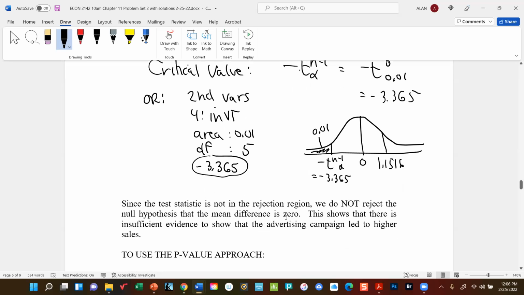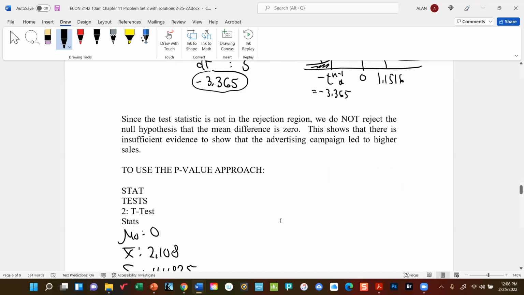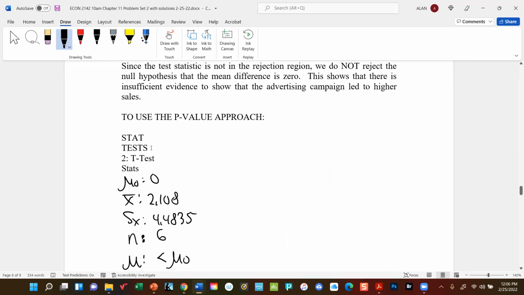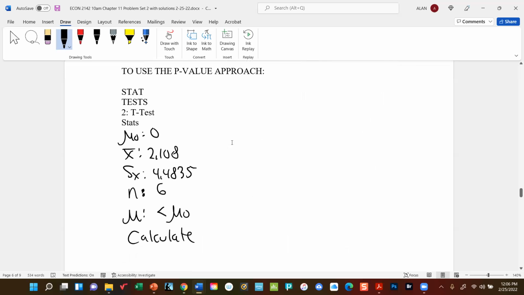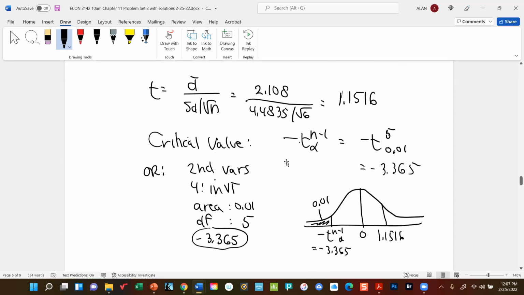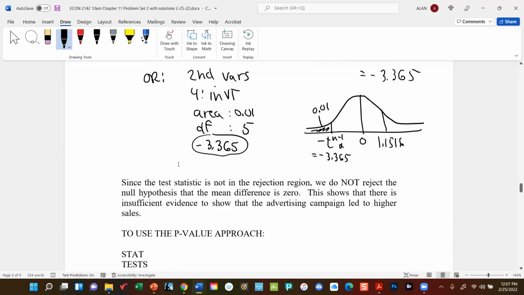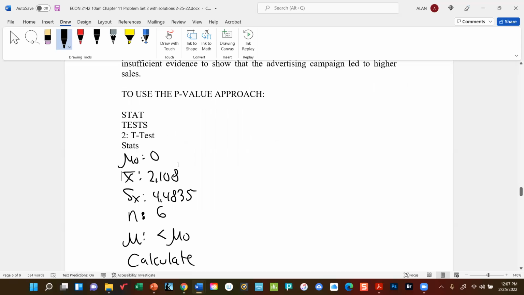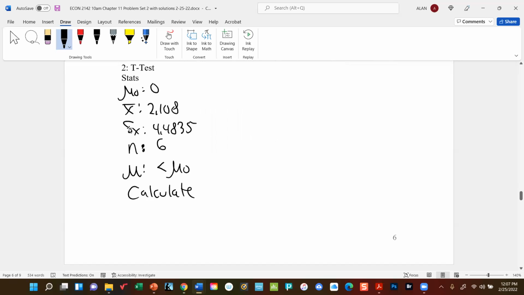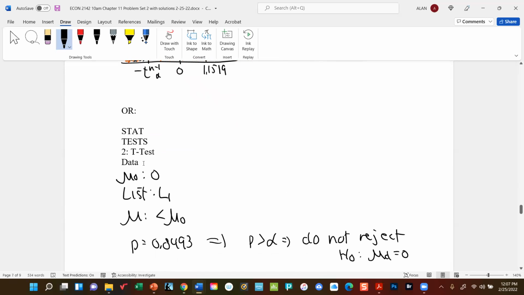Now, the p-value approach, just like before, we can do this in two different ways. If you go to stat tests, t-test, if you ask for the stats menu, it will ask you for these numbers, which you just got through calculating with one var stats, or at least you did today. On the actual test, you could skip this altogether and go directly to this approach. Okay, that's up to you.